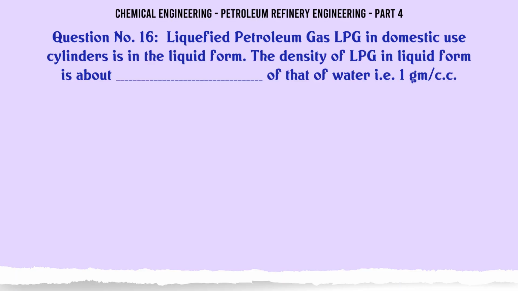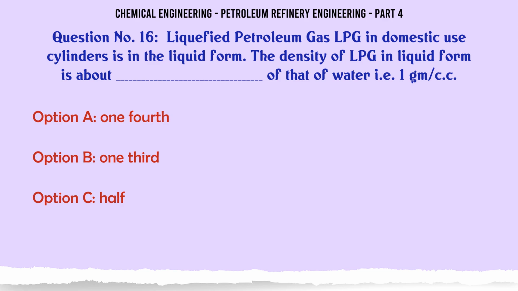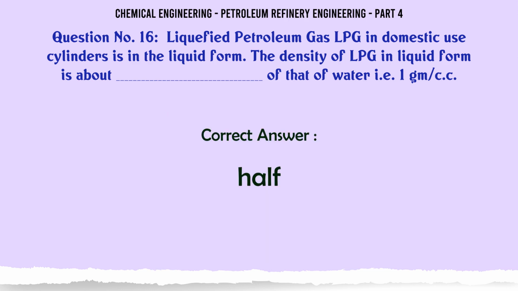Liquefied petroleum gas, LPG, in domestic use cylinders is in the liquid form. The density of LPG in liquid form is about what fraction of that of water, i.e., 1 gram per cc: A. 1/4, B. 1/3, C. half, D. 1/8. The correct answer is half.